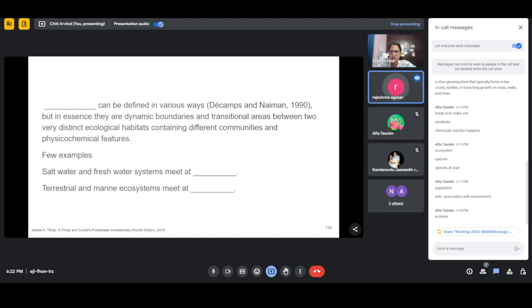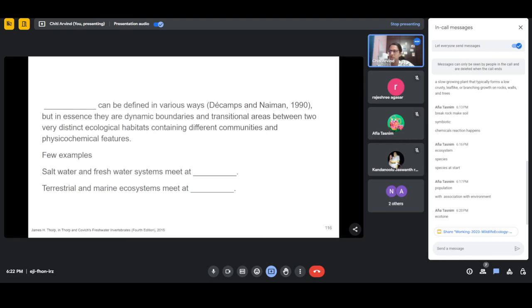Saltwater and freshwater systems meet at lagoons. Well, no, that is not the term. You're close, but that's not exactly the term. But as Afia mentioned, it's correct. It's known as an ecotone.